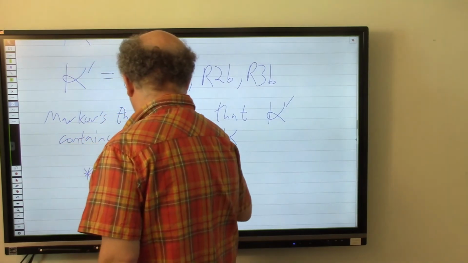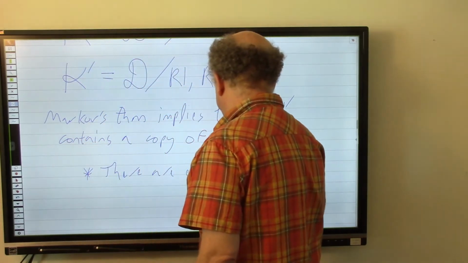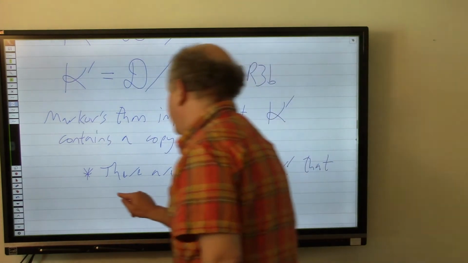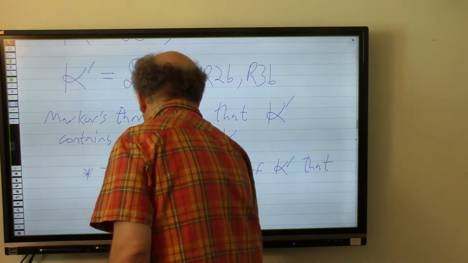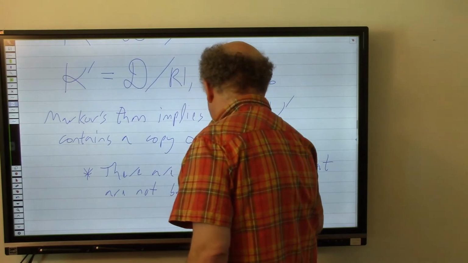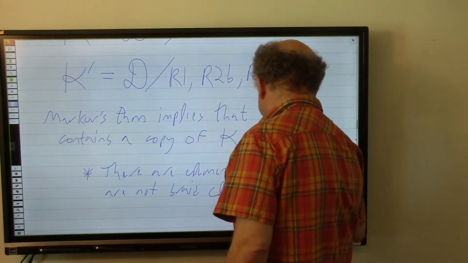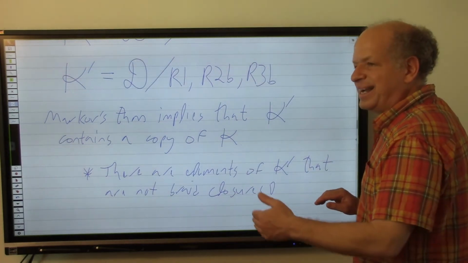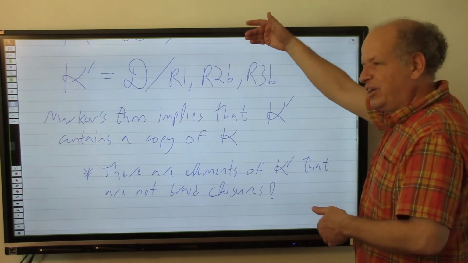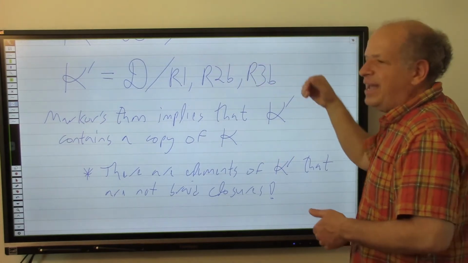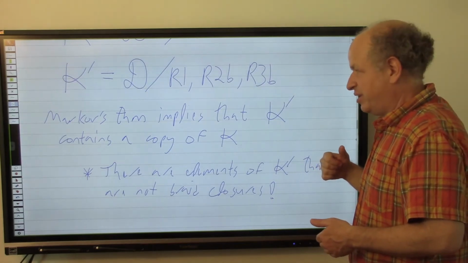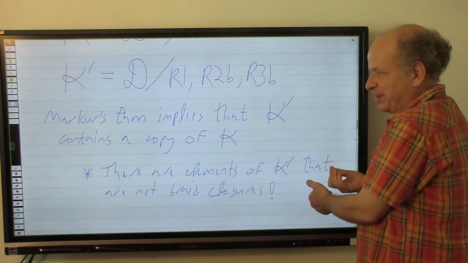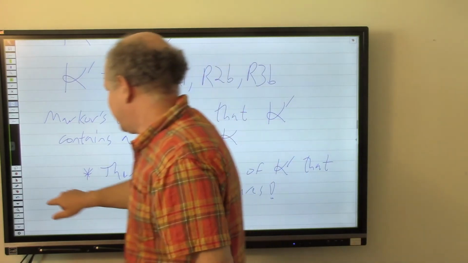There are elements of K prime that are not braid closures, in as much as I know. Okay? So the Alexander algorithm, if you go back and look at it, uses both B and C type moves. So it doesn't work in K prime, it only works in K. Okay? So that's one point.